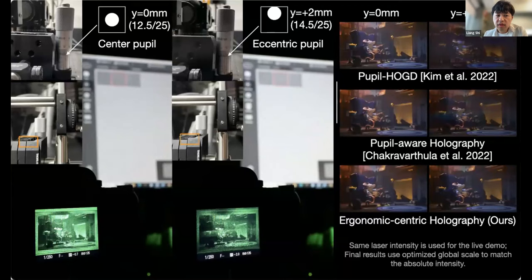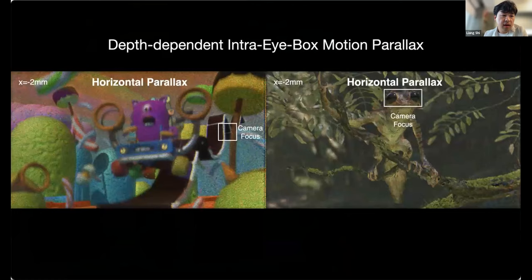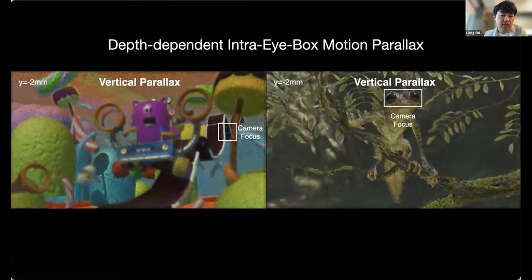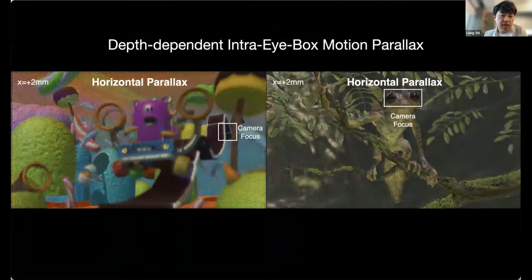The full utilization of iBox by our method also produces noticeable depth-dependent motion parallax in the iBox. In this captured video, the objects move based on relative distance to the focal planes when we translate the pupil along the lateral and vertical directions. Notice how objects behind and in front of the focal plane move in opposite directions as desired.